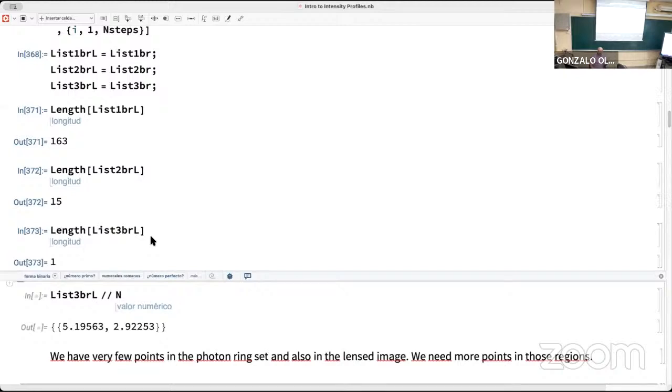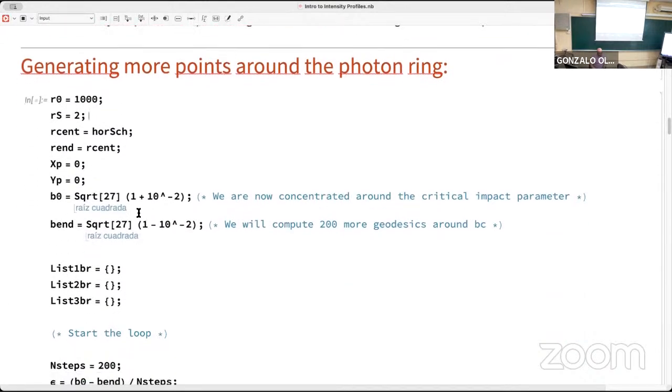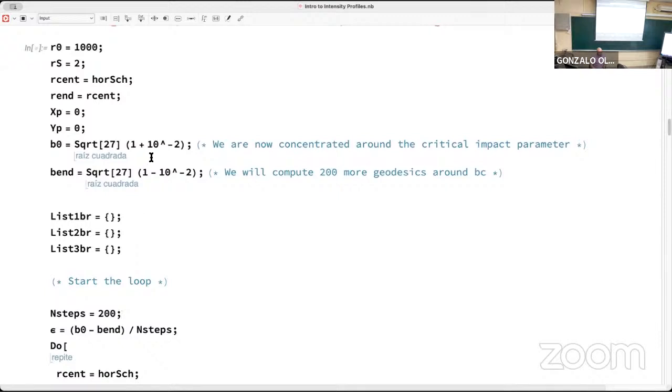So this is not enough. We need more data. This is how we proceed: we first scan roughly the whole range of parameters, and then we focus on the region around the photon ring, because we need more geodesics around the critical impact parameter. This is the initial list, and now we will compute another 200 geodesics in a region around the critical impact parameter.